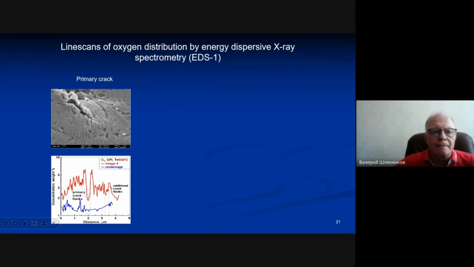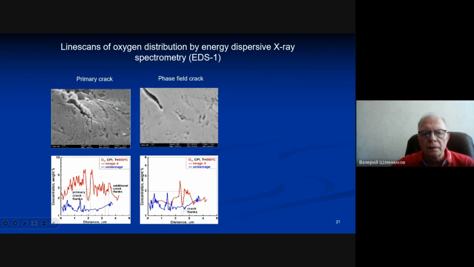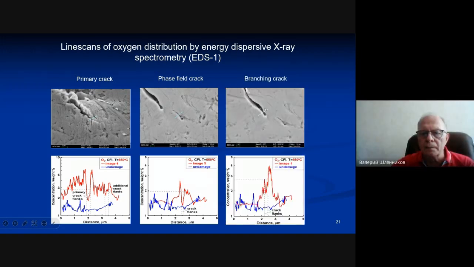We measured the oxygen concentration for the blue line, intact, and the red line, damaged state of the material, for different cracks. For instance, that is a primary crack, an isolated crack, and a branching crack. You see that in all cases there are differences between the intact and damaged state of the materials. You can see the peak of oxygen concentration on the crack flanks.